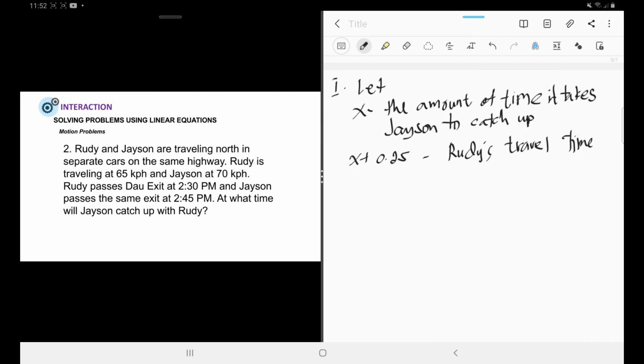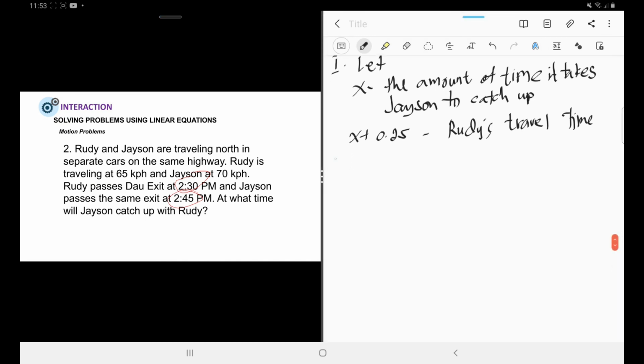Okay, so we let x be the amount of time it takes Jason to catch up, while x plus 0.25 is Rudy's travel time. Why x plus 0.25? Because it says in the problem that Rudy passes the exit at 2:30 p.m. while Jason passes the same exit at 2:45 p.m. That is a 15-minute interval, and 15 minutes is equivalent to 0.25 hours, or 15 divided by 60 is 0.25.